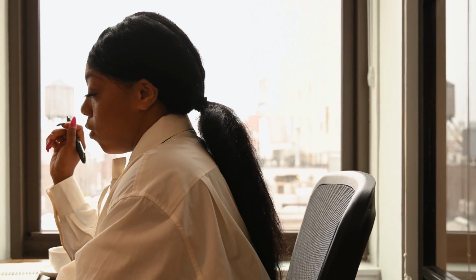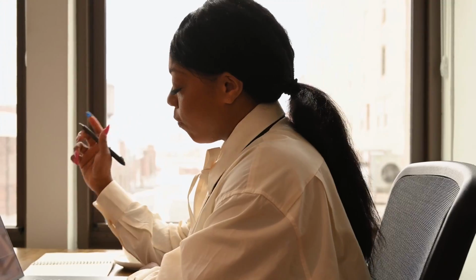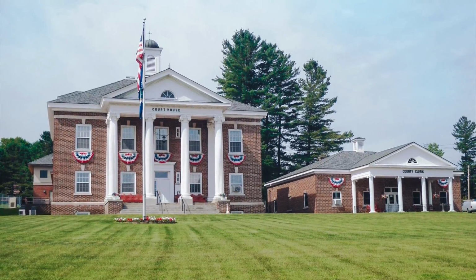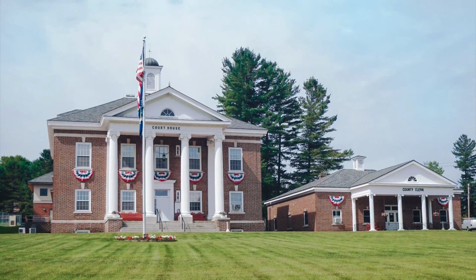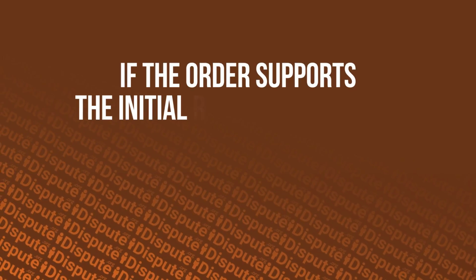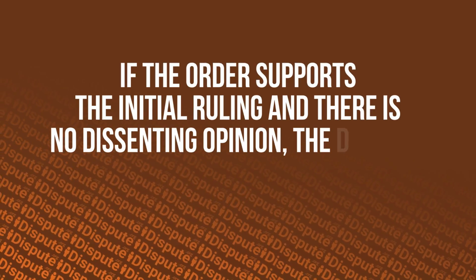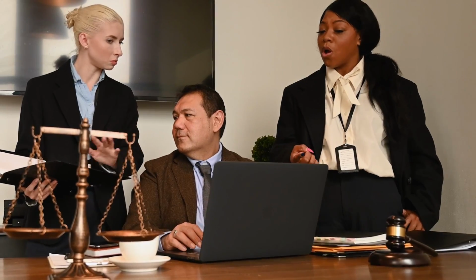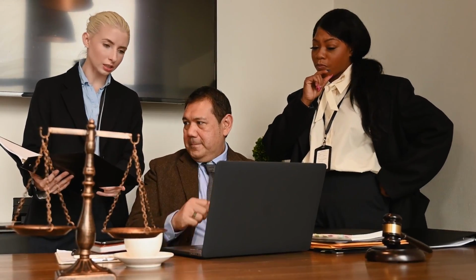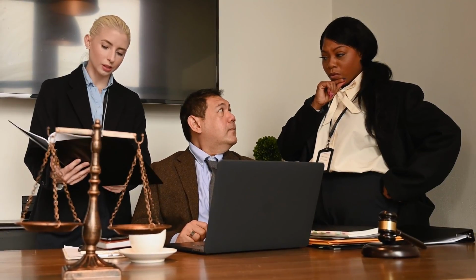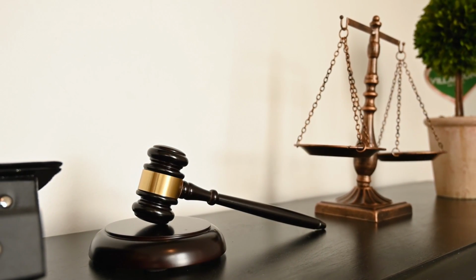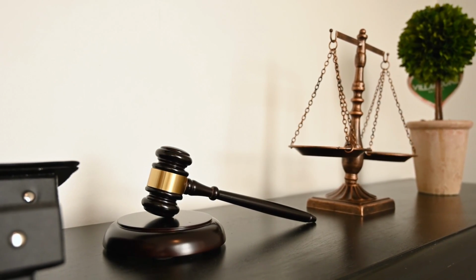Once your petition is received, the Judicial Council will send you a copy of their order on your petition. This will be publicly available in the court clerk's office. If the order supports the initial ruling and there is no dissenting opinion, the decision is final and you cannot appeal further. If a member of the council agrees with you though, you can send a request to the Judicial Conference Committee on Judicial Conduct and Disability. The conference will evaluate your complaint and decide whether a special committee should investigate.